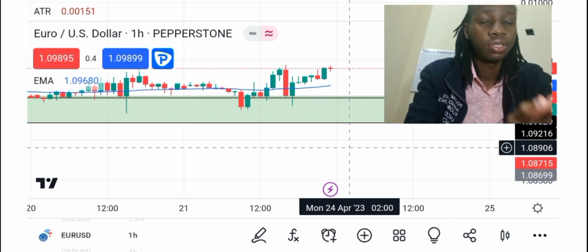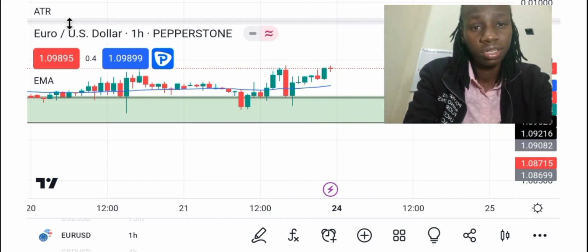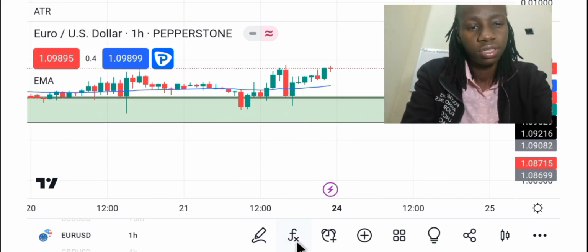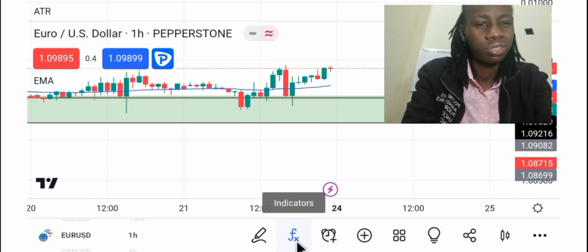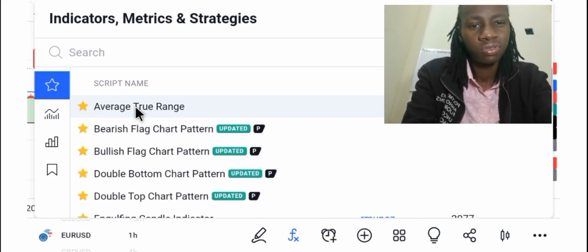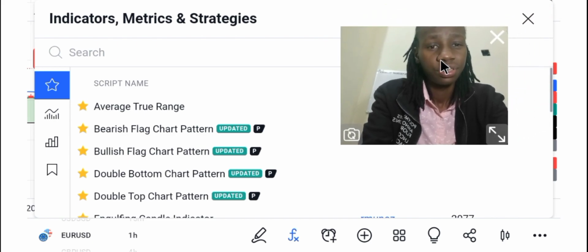ATR is an indicator in TradingView. It is actually on all trading platforms. You just go search the ATR. It is called the average true range.